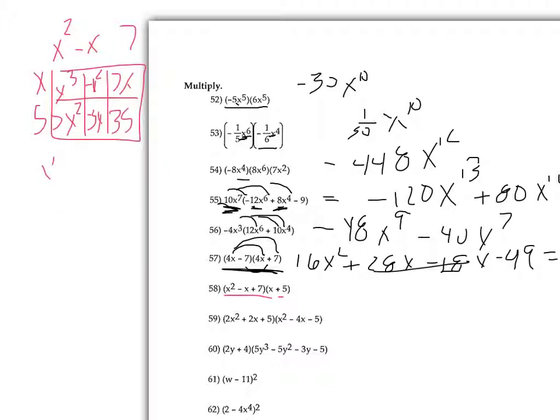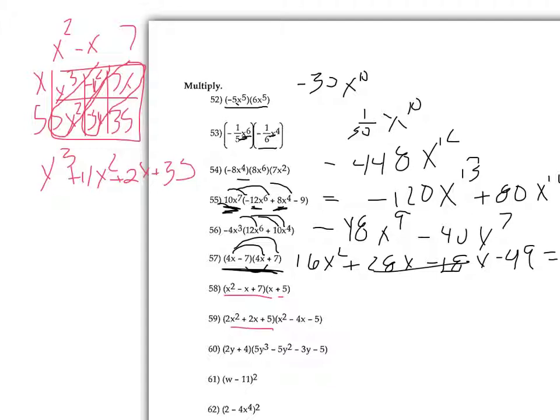So combine all the terms, we got an x cubed. Now we have our negative x squared plus 5x squared, so we have plus 4x squared. Our negative 5x plus 7x, so plus 2x, and then plus 35. So that's that in descending order.